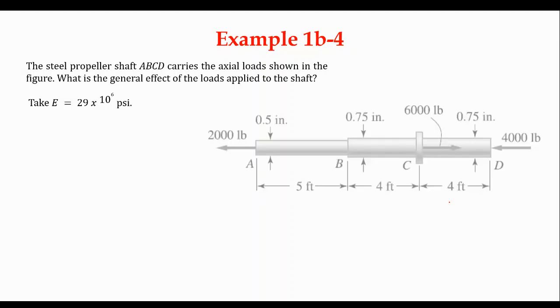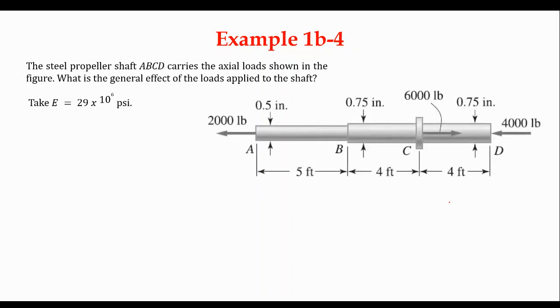Alright, so here is the figure. As you can see in the figure, the shaft has different diameters and different loads applied. Given the different areas and the different forces applied, what could be the general effect? Will it shorten or lengthen? What behavior can we predict?